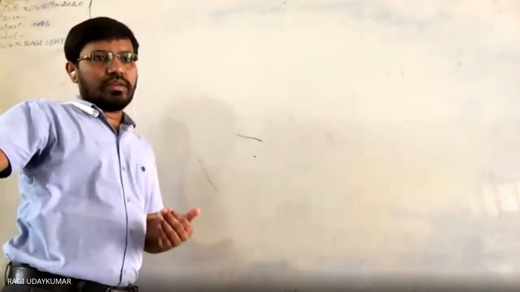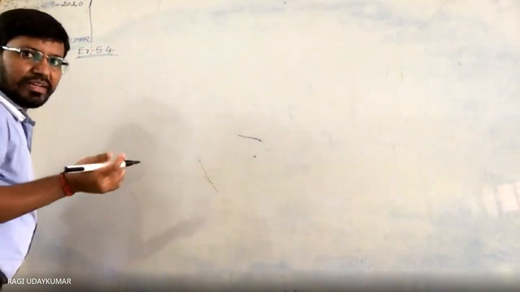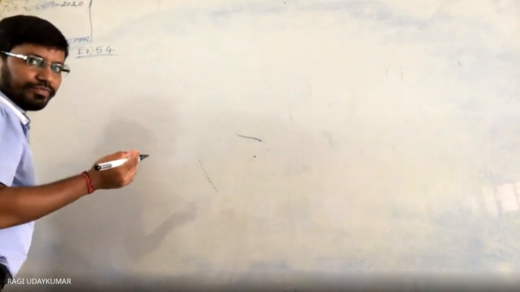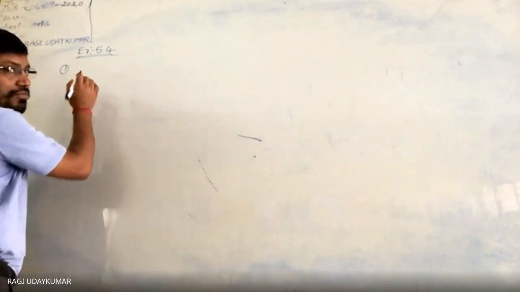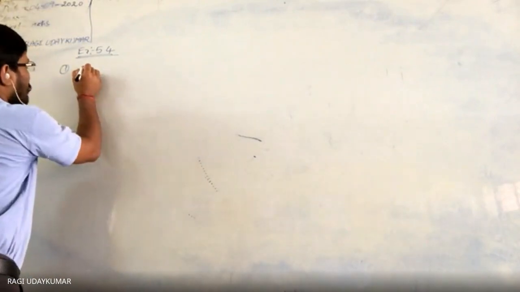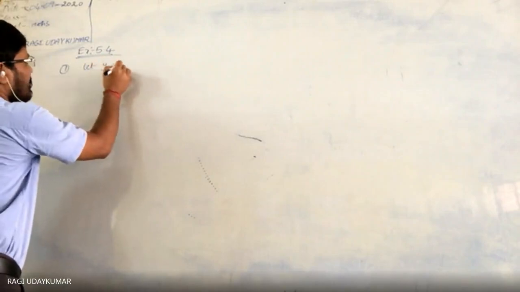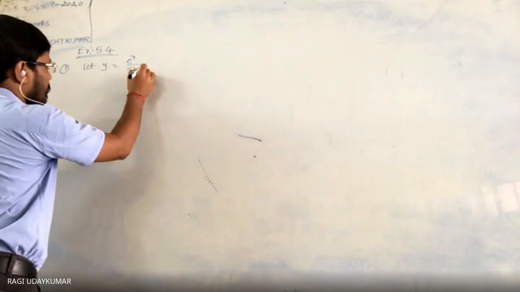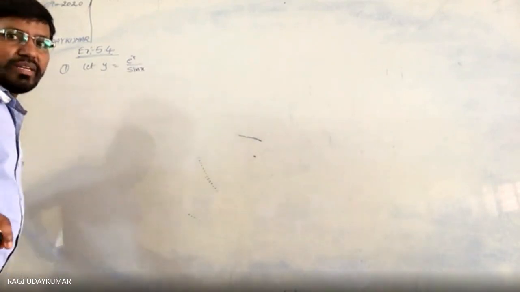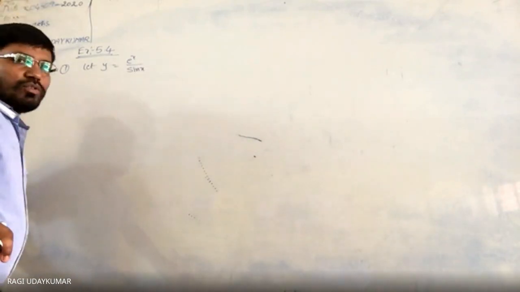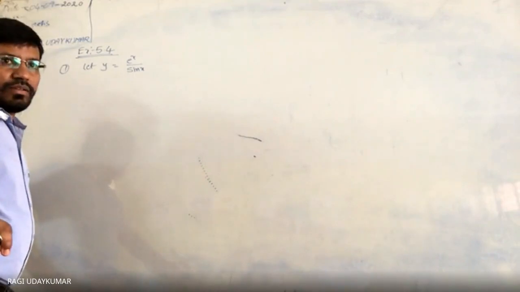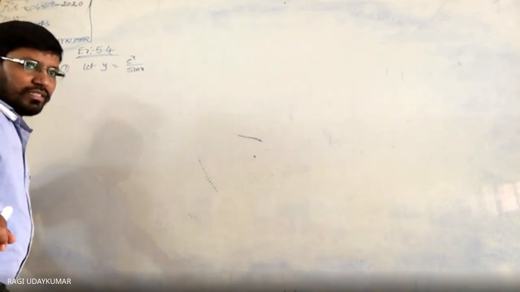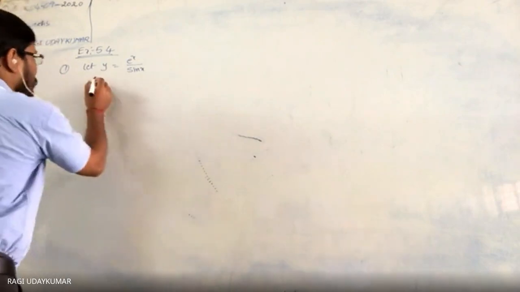Very lengthy problems. So now let us see the first problem here. All the problems I will not explain to you. Now if you see, the first problem is given as: first you consider let y is equal to e power x by sin x. Now what you have to find out? dy by dx. Differentiate with respect to x is the question. So dy by dx we need to find out.